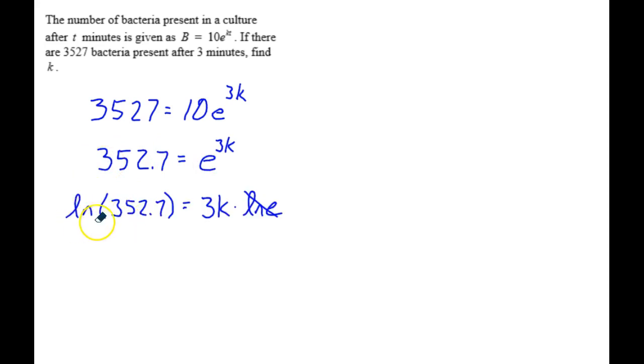So after we do that, we have the natural log of 352.7 equal to, when we take the natural log, our exponent comes down as a coefficient. So we have 3k times the natural log of e, which we talked about in the last problem, is just a value of 1. Now to get k isolated by itself, we would just have to divide both sides by 3. And when you do that, you get k to be approximately 1.955, which just represents some constant for this certain type of bacteria culture.